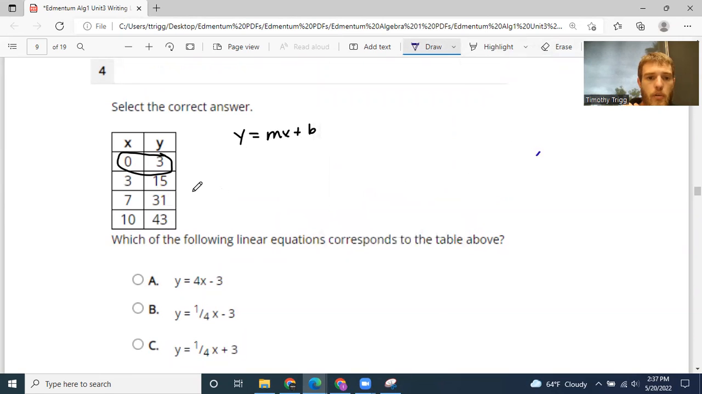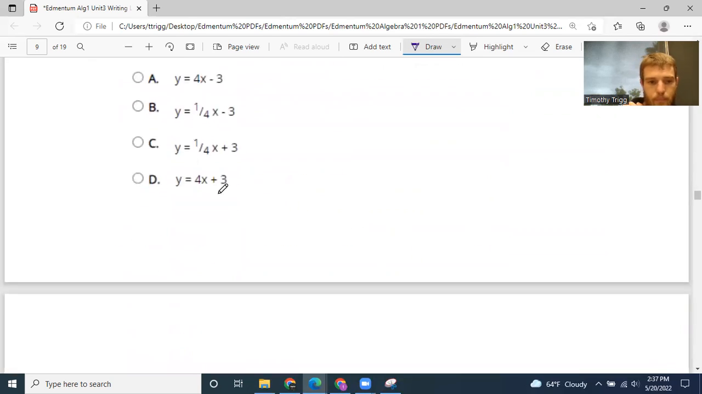To find your slope, you would do m equals, and then you would subtract the y coordinates, so 43 minus 31. And then the x coordinates, subtract those on the bottom. So go ahead and work this out. This gives you m, and then this right here gives you b.